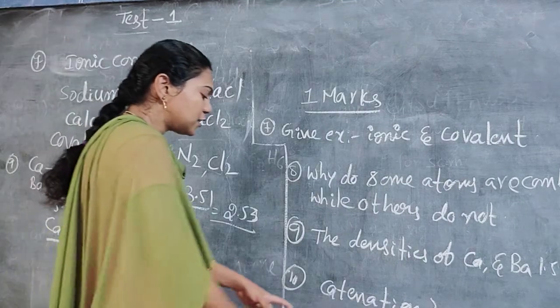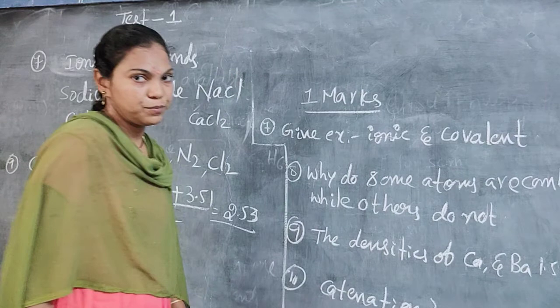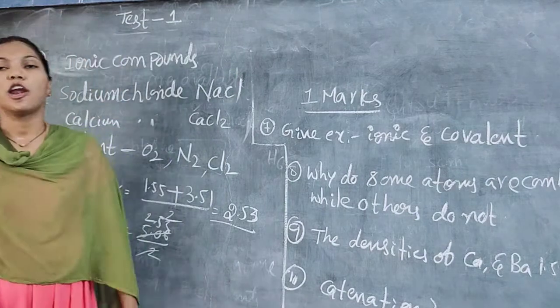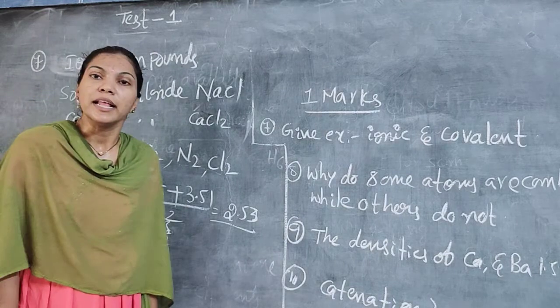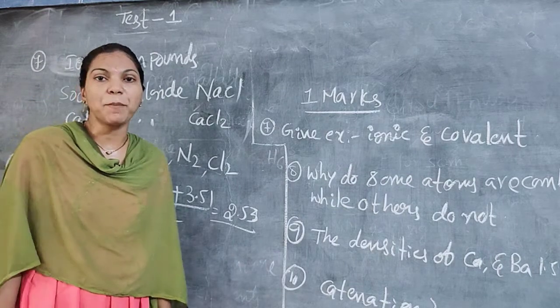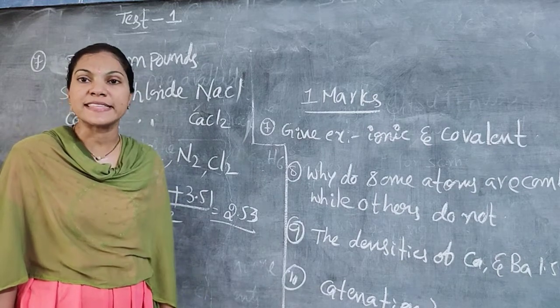Next, the last question in the 1 mark section. What is catenation? Long chain formation. Simply write long chain formation. The property is known as catenation.